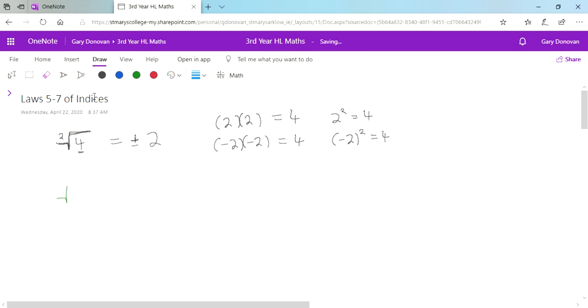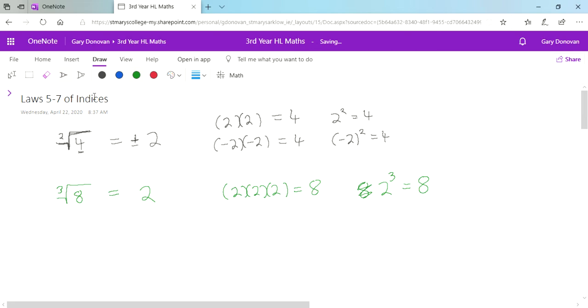For example, let's say we had the cube root of 8. What that means is when you see this little 3 here, it means what number multiplied by itself 3 times gives us 8. And if you type that into your calculator, which I've shown you before, you'll get an answer of 2 as well. Because 2 times 2 times 2 gives us 8, or 2 to the power of 3 gives us 8.